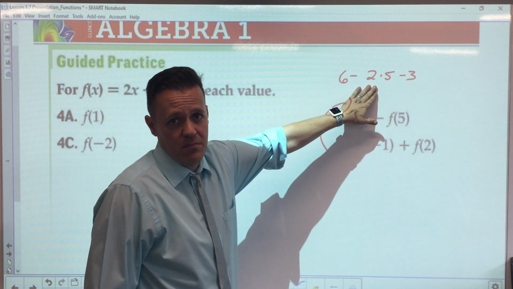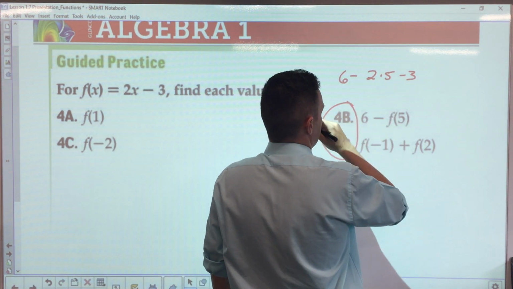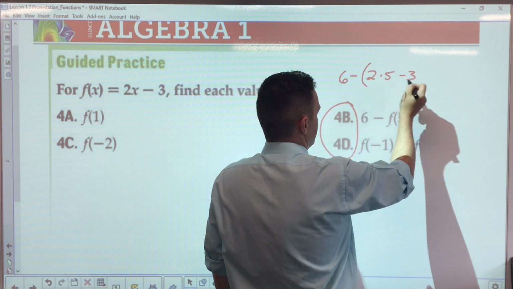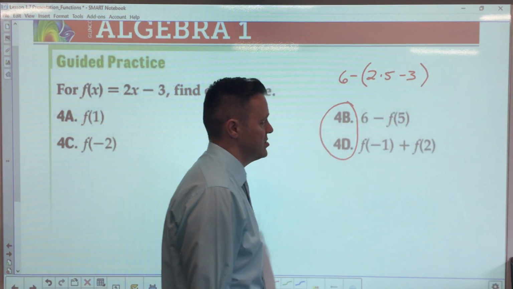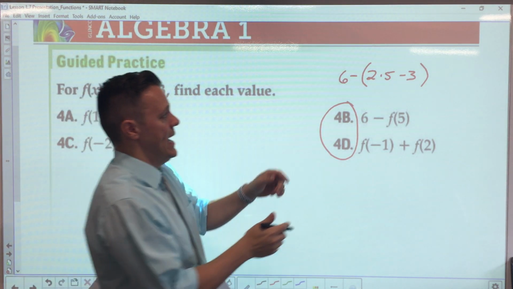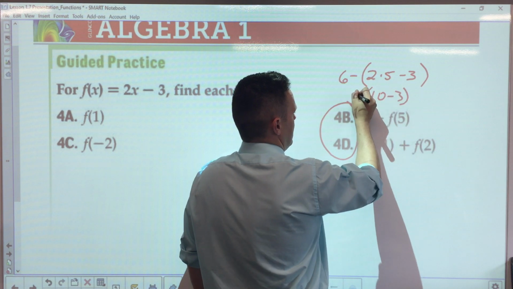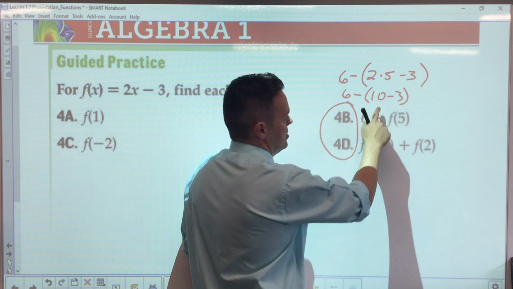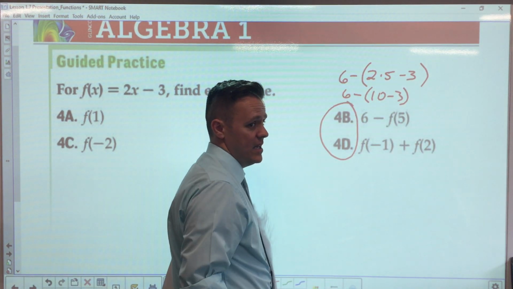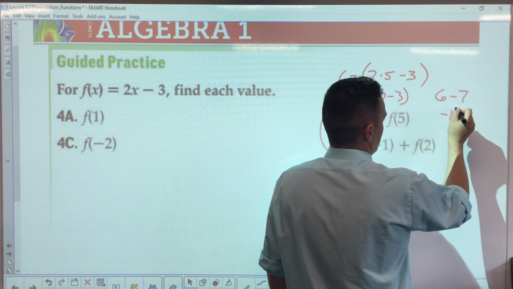Do your PEMDAS, multiplication first, okay? So what you gotta do is make sure that you understand that we can put brackets around that because that's its own internal value. And so we have 10 minus 3. Subtract that out, you get 7. So you have 6 minus 7, which equals -1.